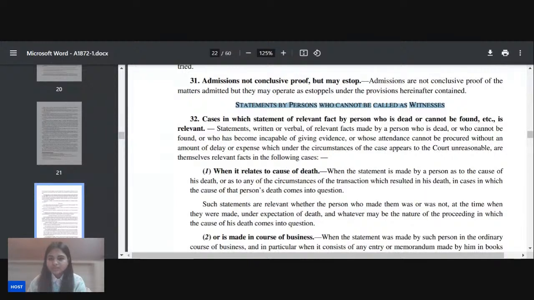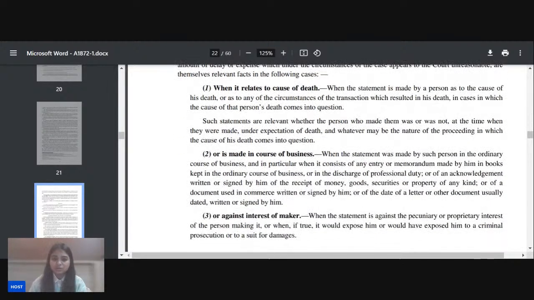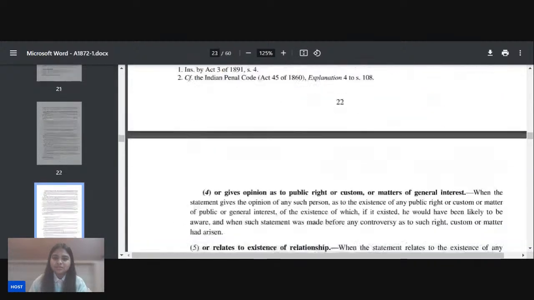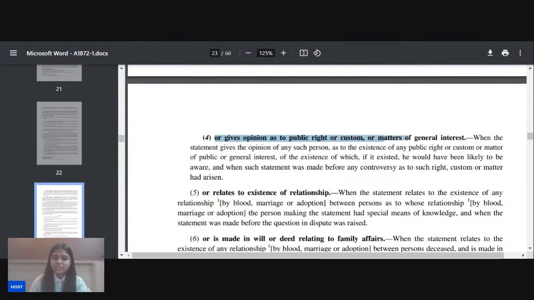Section 32 has a very important clause, clause 1, which is when the statement relates to the death of a person. So it's the dying declaration. These are the cases in which a statement of a relevant fact by a person who is dead or who cannot be found is also relevant. Their statements are relevant when they relate to the cause of their own death, like a dying declaration, or if made in the course of business, or against the interest of the maker, or if it gives an opinion as to public right or custom.